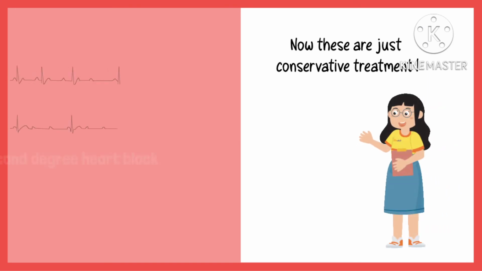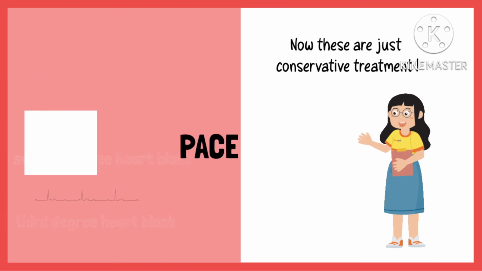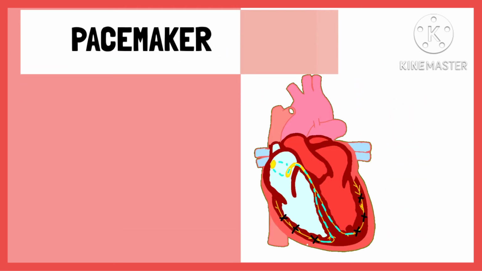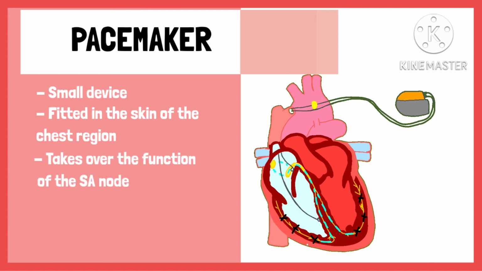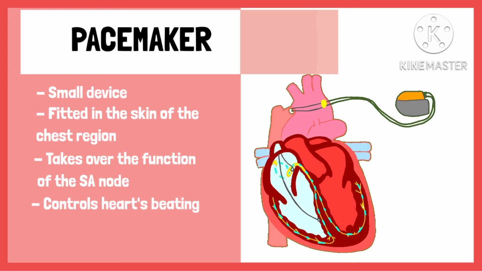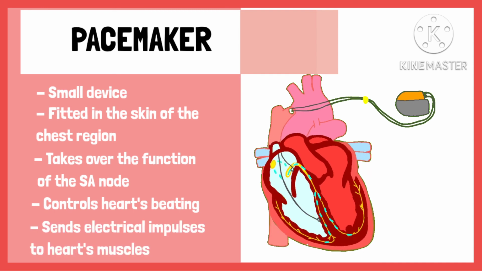Most of the patients with second or third degree heart block will be treated by the placement of a pacemaker. A pacemaker is a small device fitted under the skin of the chest region. It takes over the function of your SA node, the natural pacemaker of our heart. So the device will now control the heart's beating and will thus ensure that the heart is beating at a pace that is required for survival. And it does so by sending electrical impulses to the heart muscles just like the SA node.